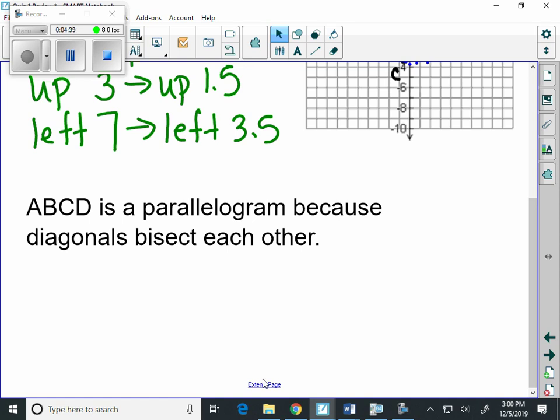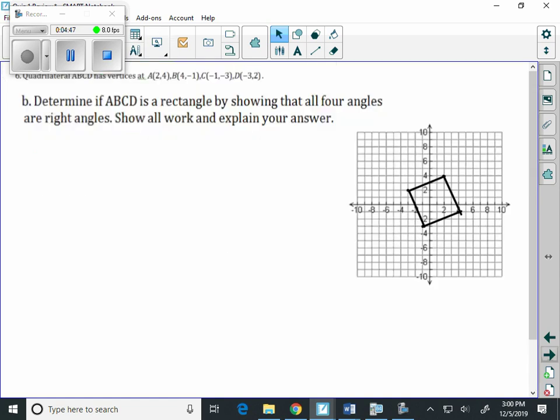But eventually what we're trying to get to is to show that this is a square, and so we've done the parallelogram, and that means we're going to go on next to figure out if this is a rectangle by showing that all 4 angles are right angles. And that means we're going to be working with slope here. And I need to put my letters back in: A, B, C, and D, and we're going to be finding the slopes.